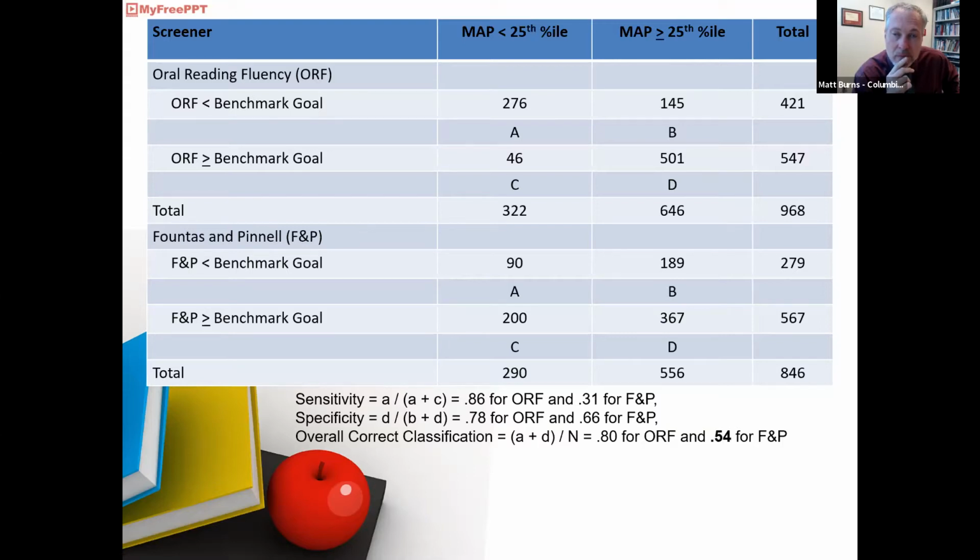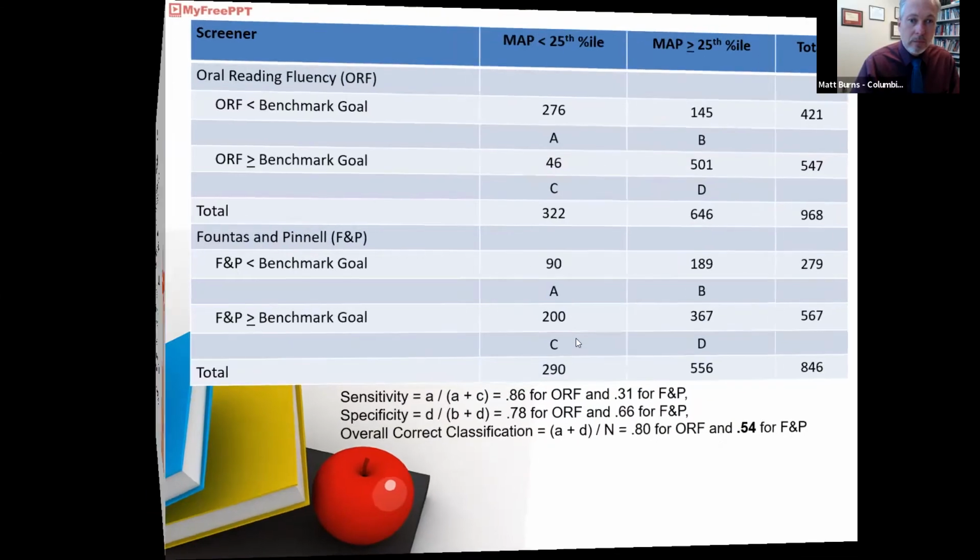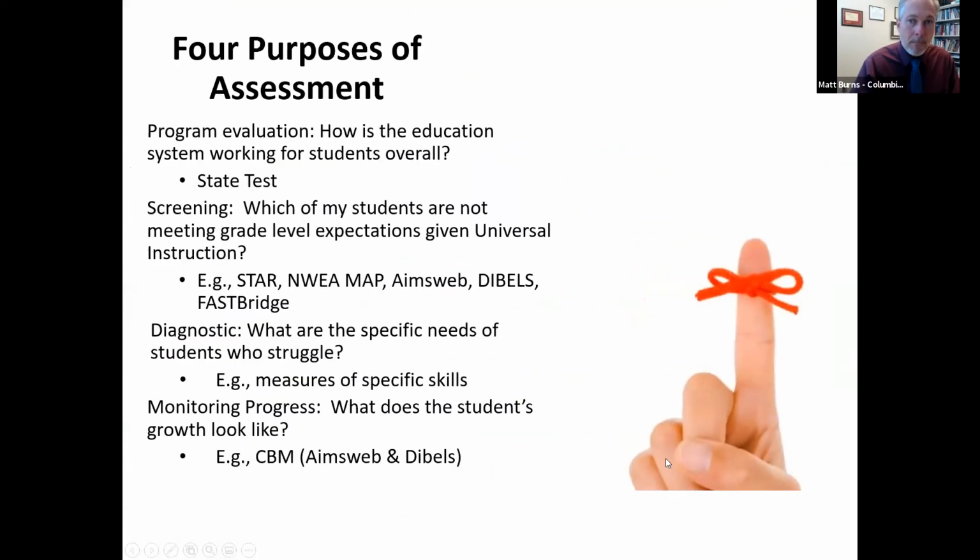And so if you had a district that used both assessments, would you put more stock in the FastBridge, especially when you're trying to find who are the struggling readers? Yes, yes. DRA, F&P, all of those are not good screeners. They have a different purpose.